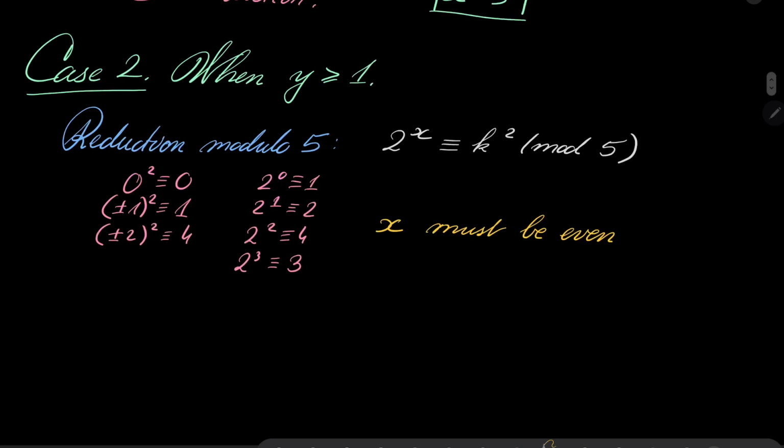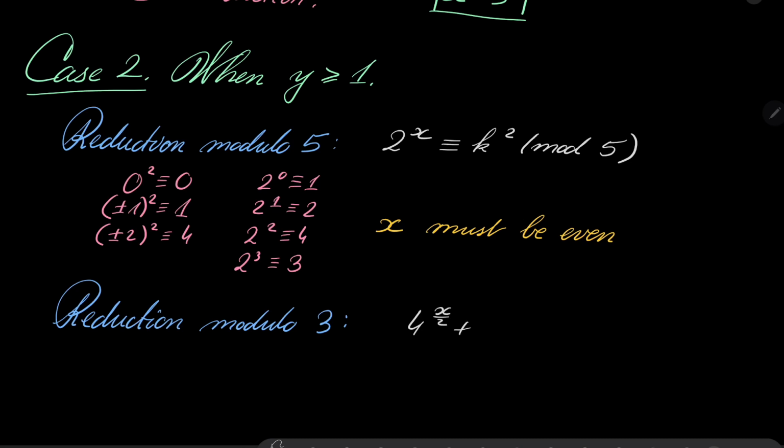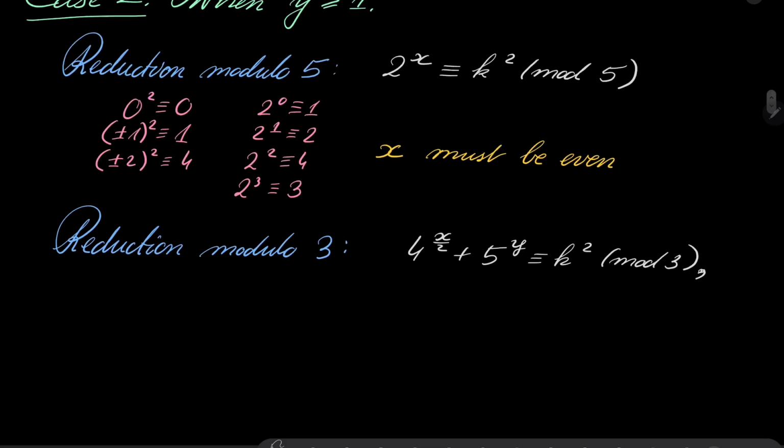X must be even. And now, let's consider further reduction modulo 3. We'll have 2 to the power of x, but I can write it as 4 to the power of x over 2, plus 5 to the power of y is congruent to k squared modulo 3. Really, 4 is congruent to 1, so we have minus 1 to the power of y plus 1 is congruent to k squared modulo 3.